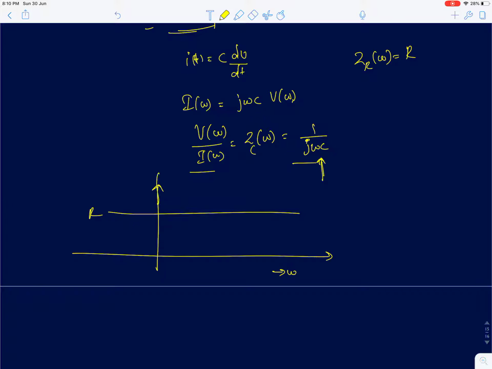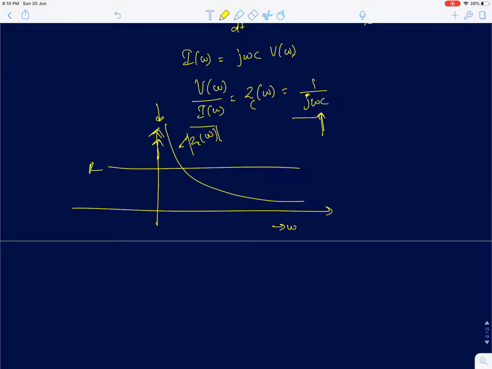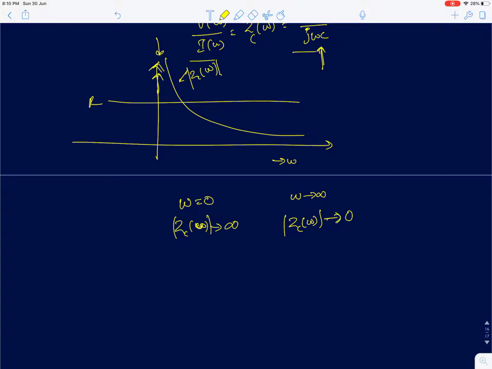I'll first plot only the magnitude, so it will be a function like this. This is mod of Z_C(ω). So what does this tell you? This graph tells you that at ω equal to 0, Z_C(ω), the magnitude just blows up to infinity. At ω equal to infinity, the magnitude of the impedance eventually vanishes to 0.